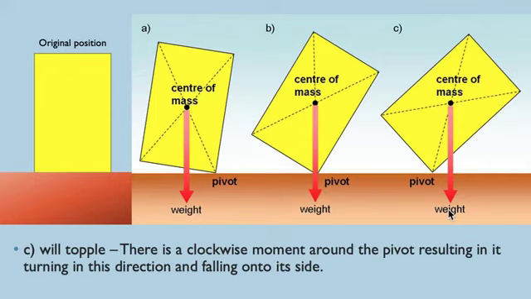And then on C, well, this one is going to topple. There's a clockwise moment around the pivot, resulting in it turning in this direction and falling to the side.